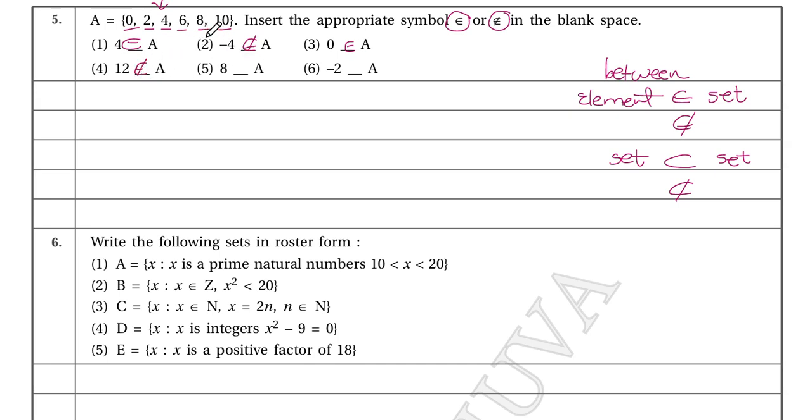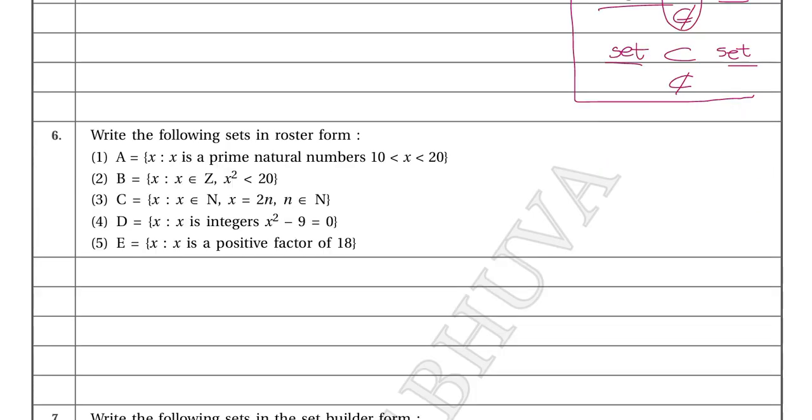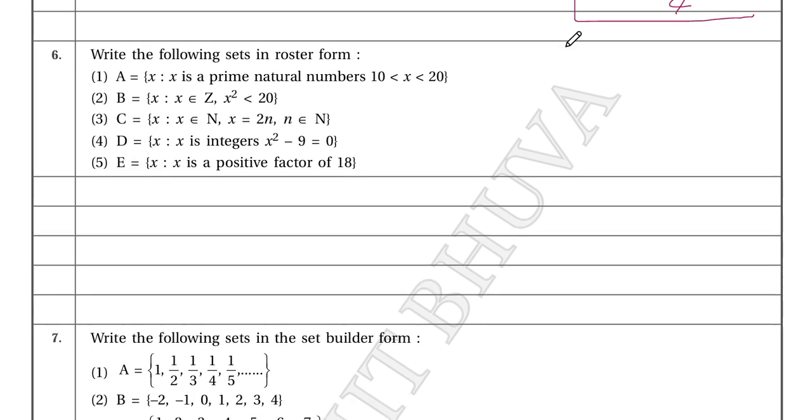8, these are the elements. So 8 is there, so 8 belongs to set A. Negative 2 is not there, so it does not belong to set A. So remember this condition: between an element and a set, the belongs to or does not belong to sign comes, and between two sets, subset or not a subset will come.